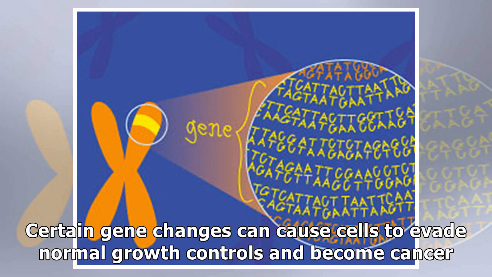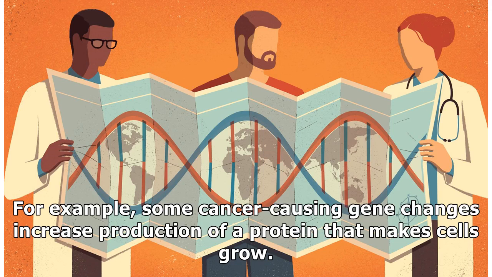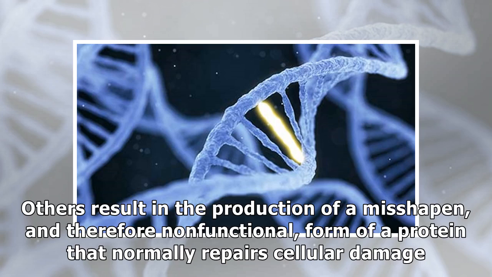Genes carry the instructions to make proteins, which do much of the work in our cells. Certain gene changes can cause cells to evade normal growth controls and become cancer. For example, some cancer-causing gene changes increase production of a protein that makes cells grow. Others result in the production of a misshapen, and therefore non-functional, form of a protein that normally repairs cellular damage.